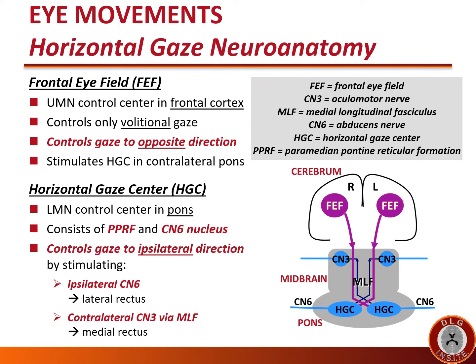It consists of both the paramedian pontine reticular formation, PPRF, and cranial nerve 6 nucleus. It controls gaze to the ipsilateral direction by stimulating the ipsilateral cranial nerve 6, making the lateral rectus contract, and the contralateral cranial nerve 3 via the MLF, the medial longitudinal fasciculus. This goes from the horizontal gaze center and it crosses over to the opposite medial rectus nucleus within the cranial nerve nuclei for 3, cranial nerve 3, and makes the medial rectus contract.